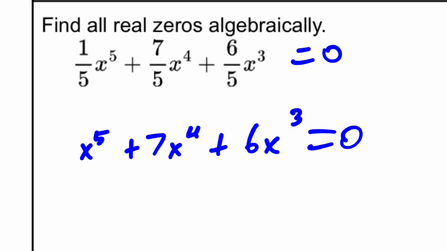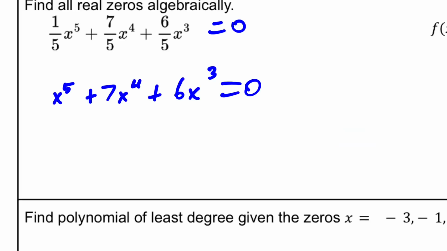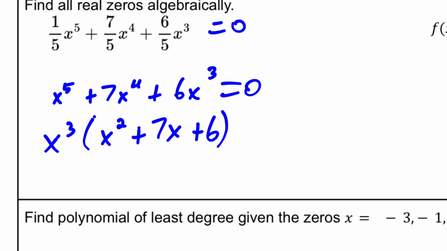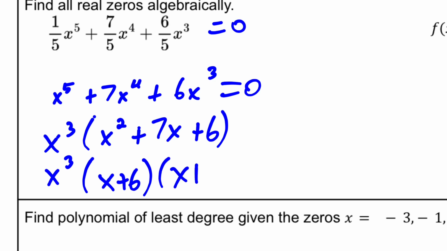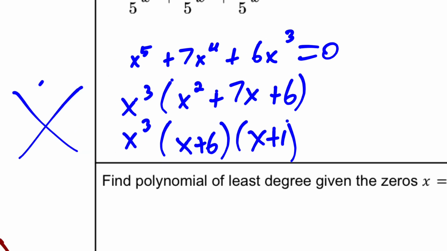So to find these zeros, let's set it equal to 0 and then multiply both sides by 5. That's a great way to get rid of these fractions. The next thing I'm going to do is look for the greatest common factor that I can pull out of here. So this gives me x squared plus 7x plus 6. And then I can change this to x plus 6 and x plus 1. I use the x method there with a 6 on top and a 7 on the bottom, 6 and 1. So they want us to find the zeros. Here's 0, -6, and -1.